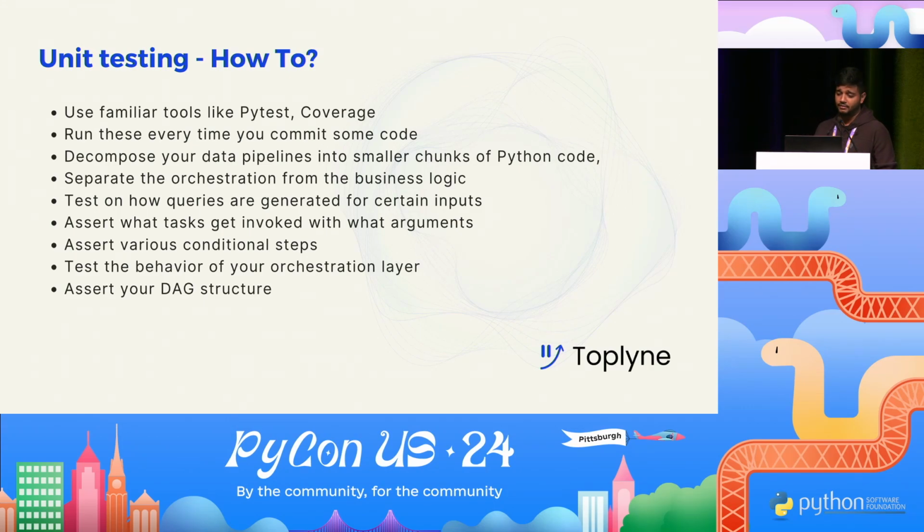You can do various conditional steps, like you can compare your DAG structure, you can assert what tasks get invoked with what arguments, you can check various conditional steps, or you can see how your orchestration layer is behaving with a particular set of data, but the data shape is actually being mocked by unit tests. So yeah, there's a lot of things that you can do with just simply unit testing.